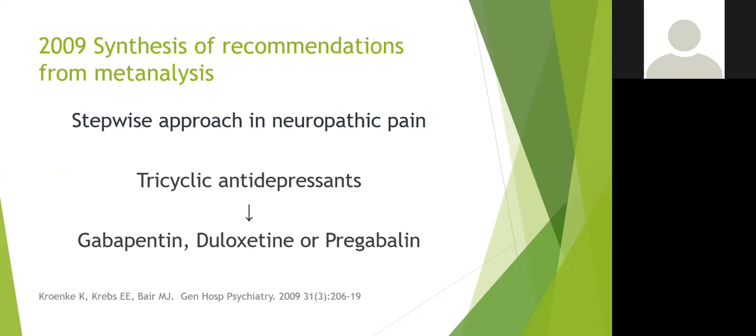So we've got a bit of evidence again, which says why I said tricyclic antidepressants or amitriptyline as first line for neuropathic pain. There is an article that was published in 2009, which was a synthesis of recommendations from a meta-analysis of all the neuropathic pain agents. A stepwise approach to neuropathic pain. You go first line with tricyclic antidepressants, and next, if it doesn't work, you can add on gabapentin or duloxetine or pregabalin. Next slide.